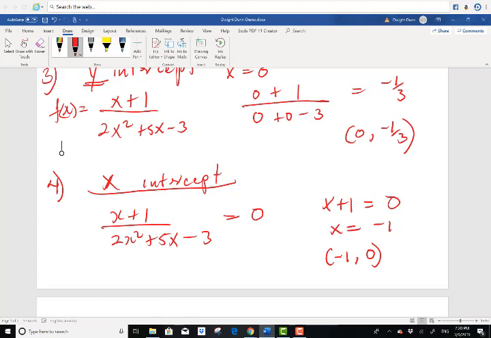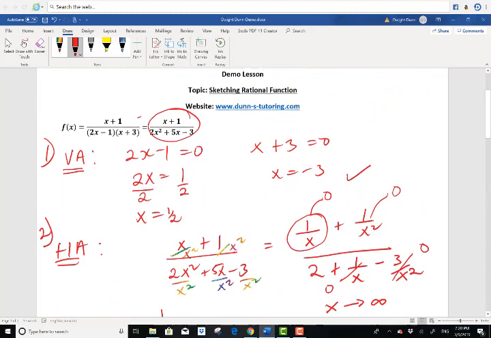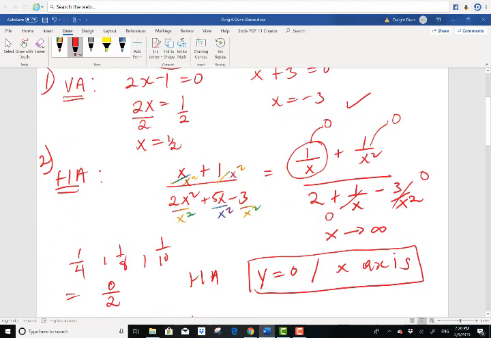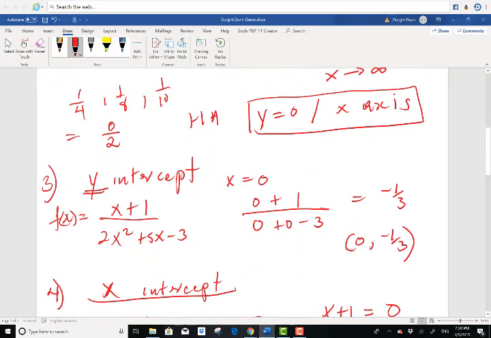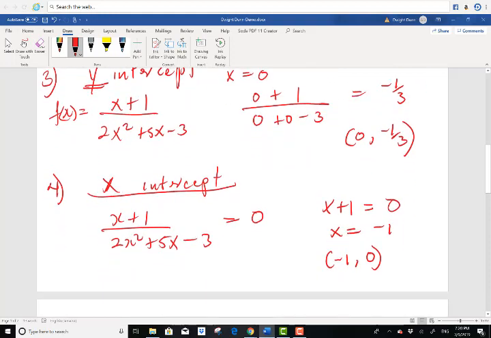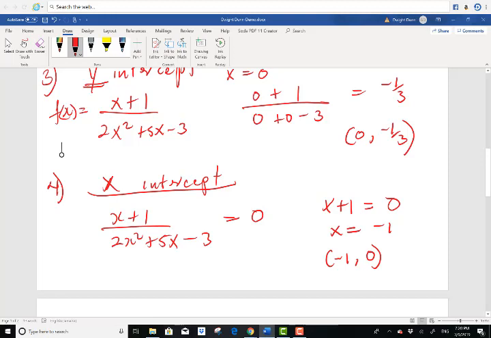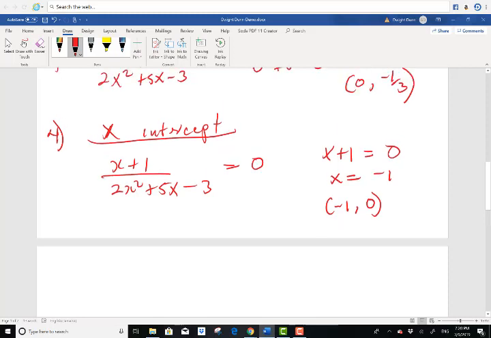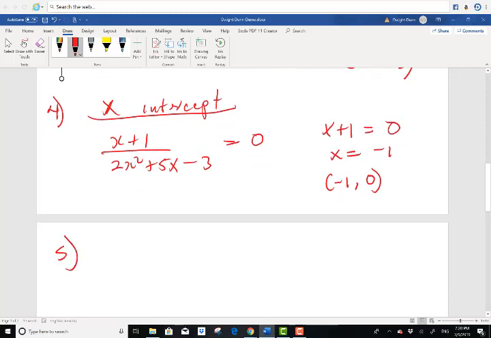All right. So just a quick recap. For step 1, we determined the vertical asymptote. Then we determined the horizontal asymptote by dividing by the highest degree of x. Then for step 3, we find the y-intercept by plugging x equal to 0. Then step 4, we find the x-intercept by plugging y equal to 0. Now let's look at the next step, number 5. For number 5, we want to determine the intersection of the graph with the non-vertical asymptote.